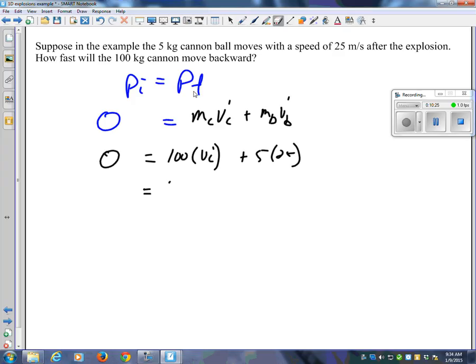Yeah, because, well, no, not always. Only if the initial thing is at rest to begin with, right? If it's not at rest to begin with, then yes. So here I've got 100, 0 equals 100 V cannon prime plus 125. So the velocity of the cannon prime is going to be minus 125 divided by 100, or minus 1.25 meters per second.